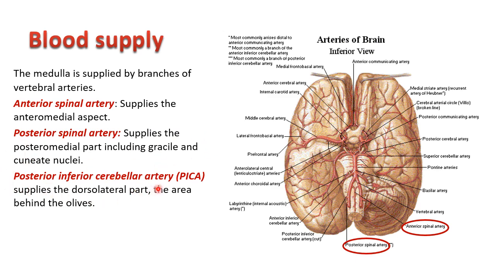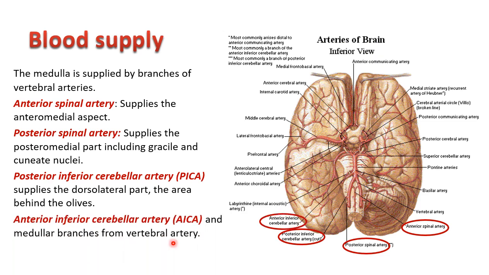The posterior inferior cerebellar artery, PICA, is a very important artery because it supplies the dorsolateral area. So all the nuclear part, hypoglossal nucleus, vestibular nucleus, nucleus ambiguus, nucleus tractus solitarius, all that area behind the olives is supplied by the posterior inferior cerebellar artery. Then one more artery, the anterior inferior cerebellar artery. Also you have direct bulbar or medullary branches from the vertebral artery. So that is about the blood supply of the medulla oblongata.